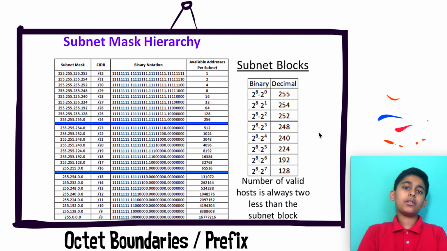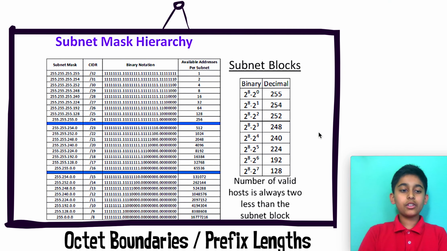So let's now talk about octet boundaries and prefix lengths. As you can see here in this example, we have prefix lengths as CIDR. So they basically tell you how many ones there are in the binary notation of it. So /16 tells you that there's 16 ones. It represents how many ones there are. Sorry about that. And /24 and /16 and /8 are the usual octet boundaries that we normally use.